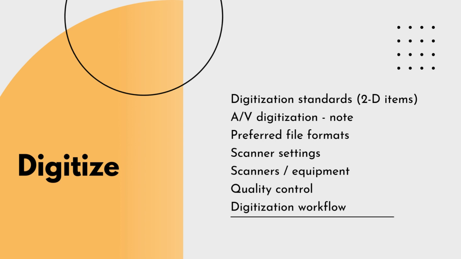So that's what we're talking about this week, standards for both 2D items and AV digitization. And again, we're going to talk a tiny bit about audiovisual digitization, but I recommend following the links and looking through the toolkit for more. And then we're going to talk about preferred file formats, scanner settings, so getting into the nitty gritty, scanners and equipment. We're going to touch on quality control and talk just a tiny bit about digitization workflows.